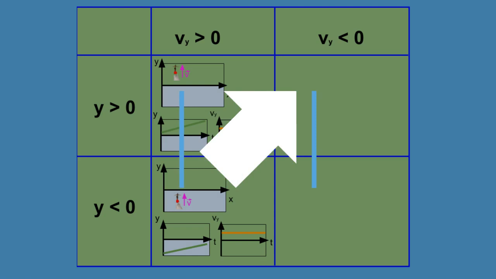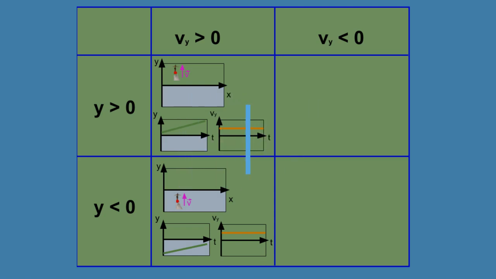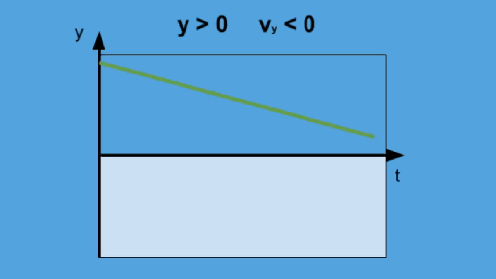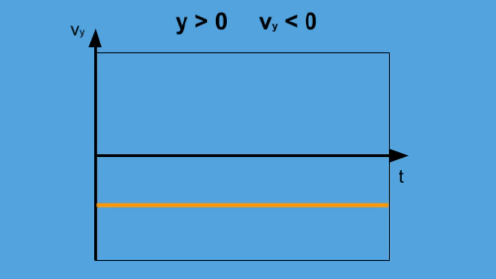Now let's see a positive position and a negative velocity. Positive position means above the surface of the water, but negative velocity means moving downward. So here our jet rider is plunging towards the surface of the water. When we graph that versus time, we see that the position is getting closer to the surface of the water as time progresses. But our velocity stays negative that whole time.